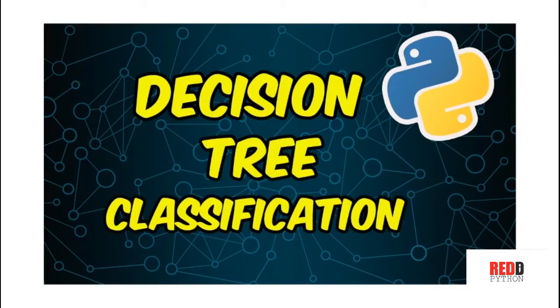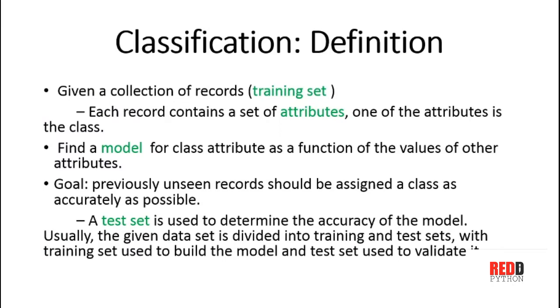So today we'll be going ahead with our machine learning series and we'll be doing decision tree classification today. So let's go ahead and see the classification definition first. Now, as we mentioned before, basically you'll get a data set, and you're going to split that into a training set and a test set.